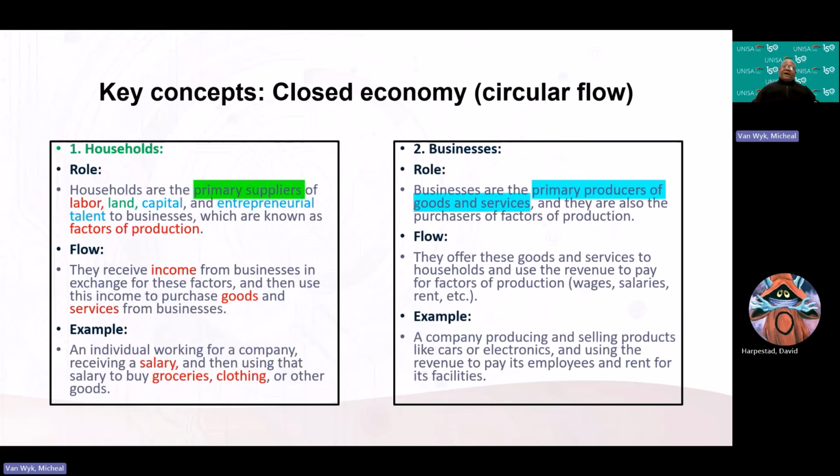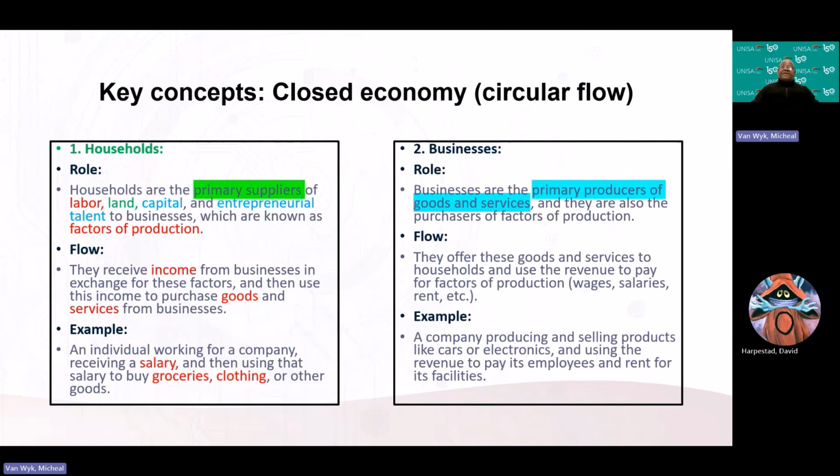So now what I'm doing in the next explanation in this lesson, I want to expose you to very important concepts. And these concepts are very important. So first of all, you need to understand the participants in the circular economy, which I coin the closed economy.